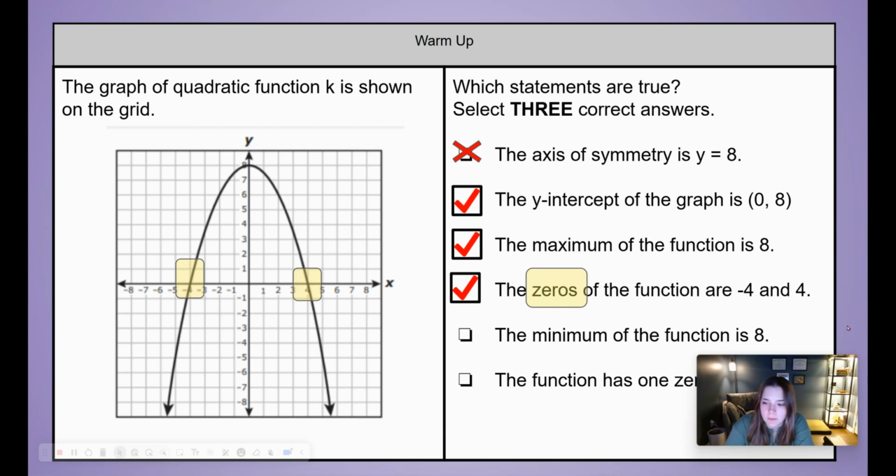Now, you found your 3 correct answers, so you don't technically have to keep going, but we could double check, right? The minimum, well, we already said there's not a minimum. The graph would have to be going in the other direction for there to be a minimum, so that's not going to work. The function has 1, 0. Well, you already told me that a 0 is -4 and another 0 is 4. So how many zeros is that? 2, right? So it has to have more than 1, so that also can't be an answer.